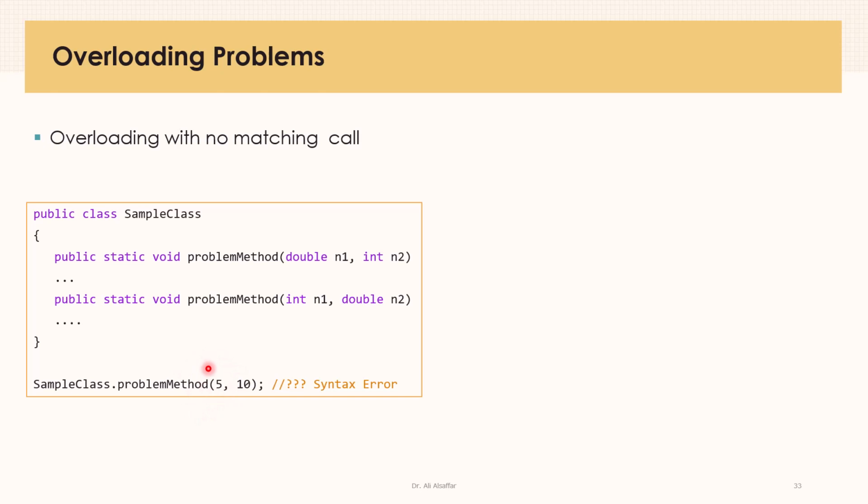If it converts the first parameter into double, then it is referring to the first definition. And if it tries to type convert the second parameter, then it refers to the second definition. So the compiler is confused which method to call. Is it going to call the first method, assuming that the first parameter should be converted to double, or call the second method, assuming that the second parameter is converted into double? And this decision has to be made by the programmer, not by the compiler. Therefore, the compiler will be confused, and it will assume that this invocation is ambiguous and will generate a syntax error.